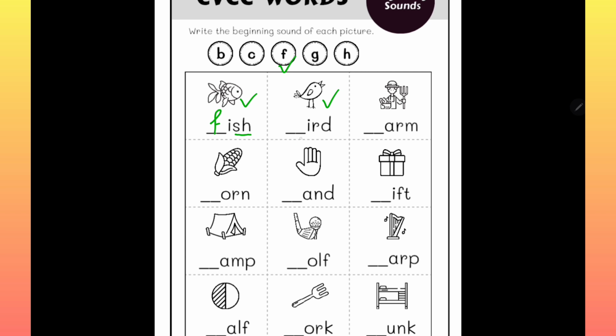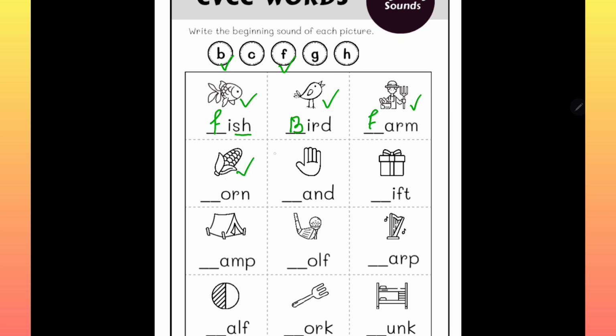Bird. So B, B, B sound is missing, right? So this came from letter B. So we are going to write letter B. B-I-R-D. Bird. Now this one. He's a farmer, right? So going to the farm. So here already arm is written. So farm. Sound came from again F.